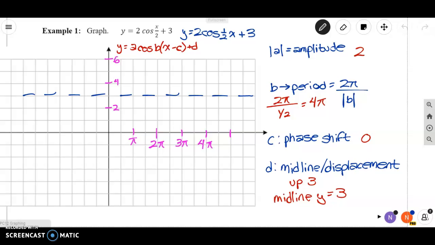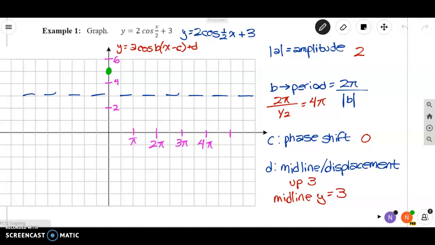Once I've done that, I want to pick a starting point to figure out where I should be starting. Cosine normally starts at a y value of 1. Instead, I have an amplitude of 2, and I need to go 2 up from the midline instead of 2 up from 0. So I'm actually going to have a starting value of 5. So instead of starting at 1, I multiply by 2 to have a starting value of 2, and then because we're going upwards, we end up at 5. Or count from the midline up 2, and there we go.